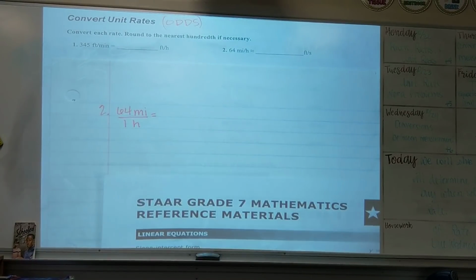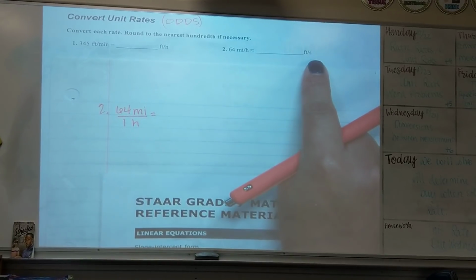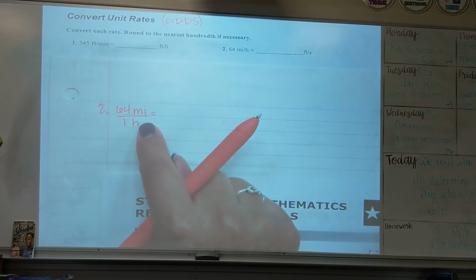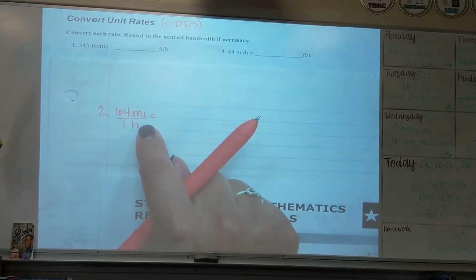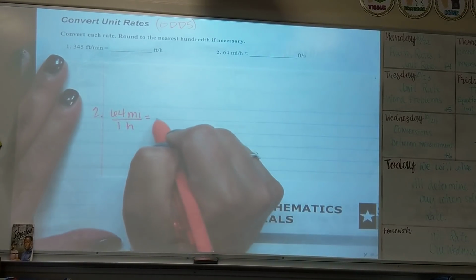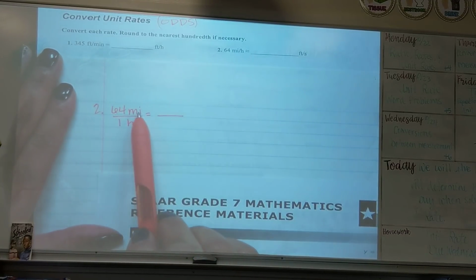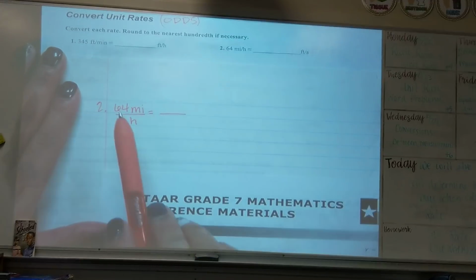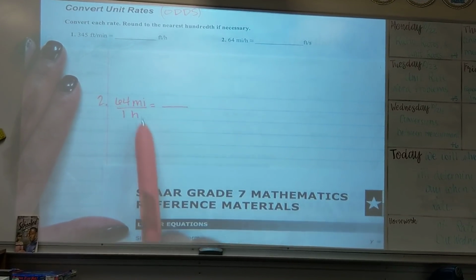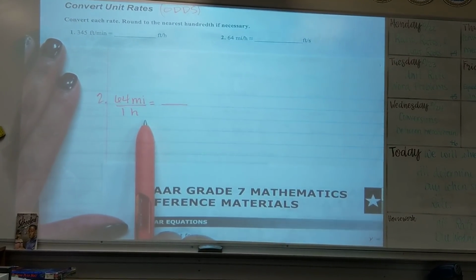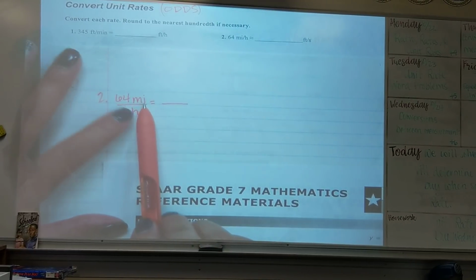Okay, so what we want to keep is our feet and our seconds. But if you look at what they gave you, they don't have either. Does everyone see that? Yes. Alright, so what we're going to have to do is convert a little bit at a time. Do you want to convert the miles or hours first? Which one do you want to do first? It doesn't matter. Miles. Okay, miles.